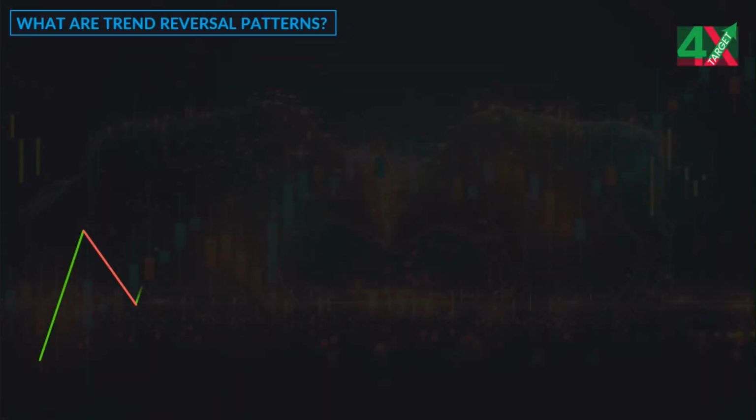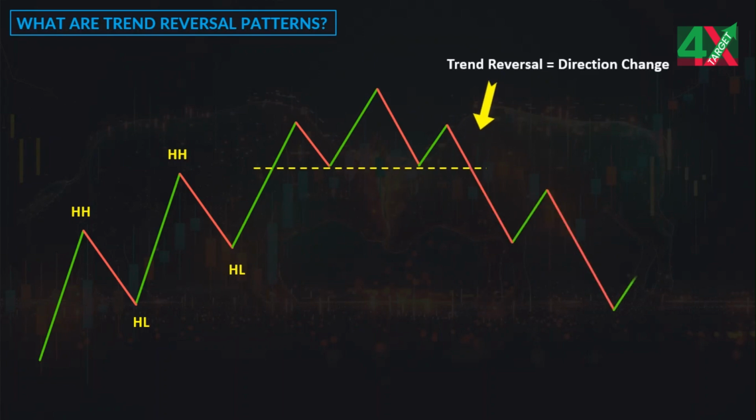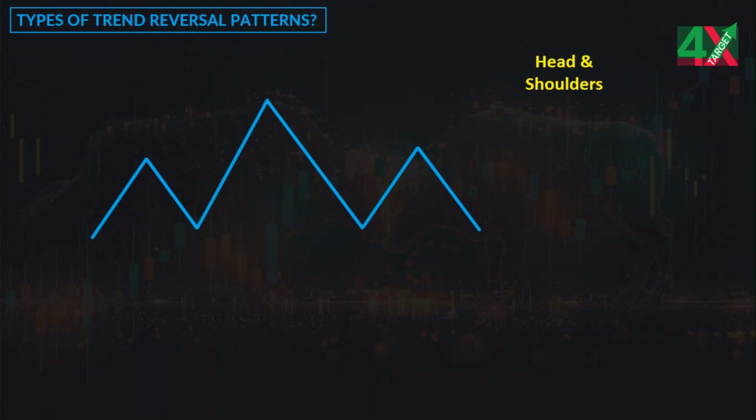Trend reversal patterns are powerful chart formations that signal a potential change in the direction of the current trend. These patterns typically appear after a sustained move, either upward or downward, and indicate that buyers or sellers are losing control, making way for a possible market reversal. Let's start with one of the most reliable reversal patterns, the head and shoulders.